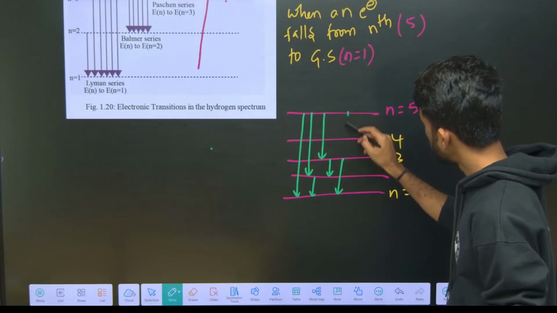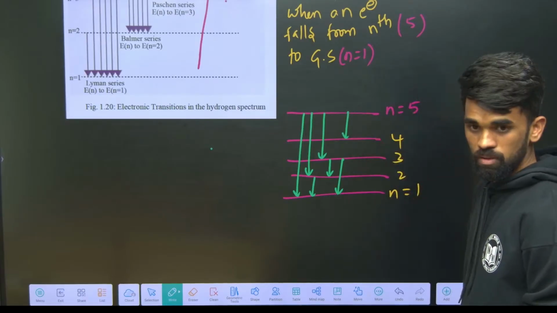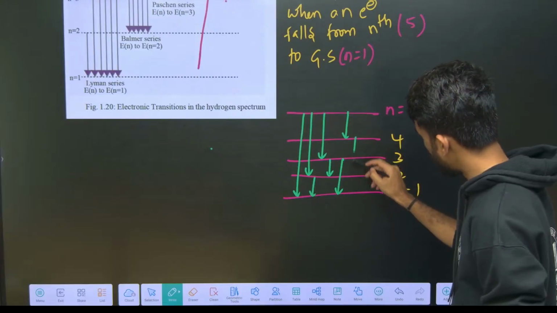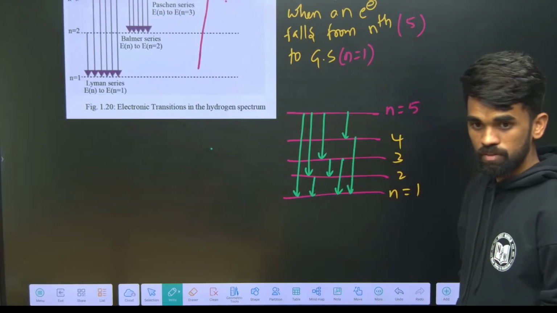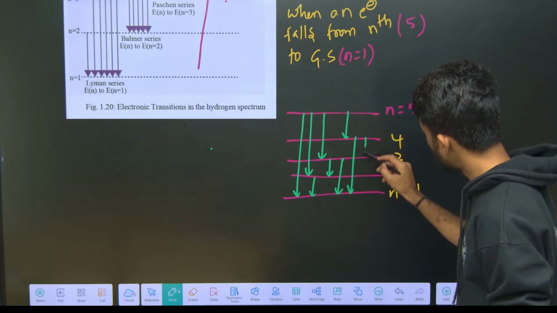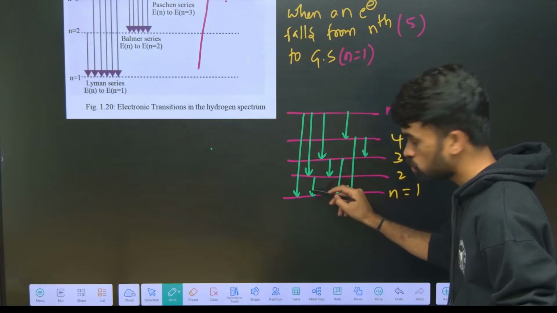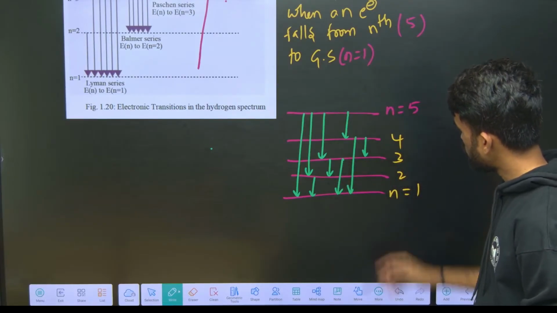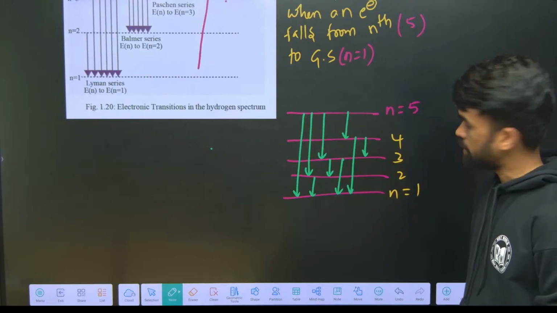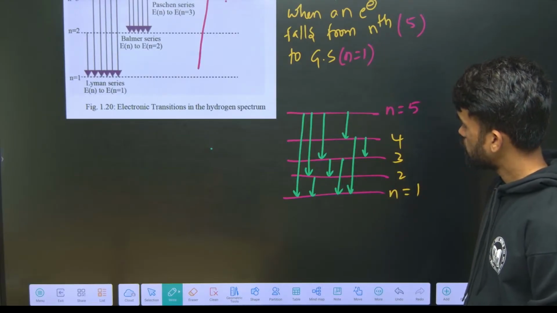Or 5 to 4, and 4 directly to 1. Or 4 to 3, 3 to 2, 2 to 1. Directly from 3 to 1 also already written. Any other possibility? Just check. No sir.